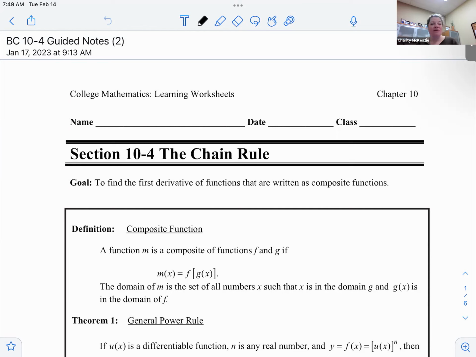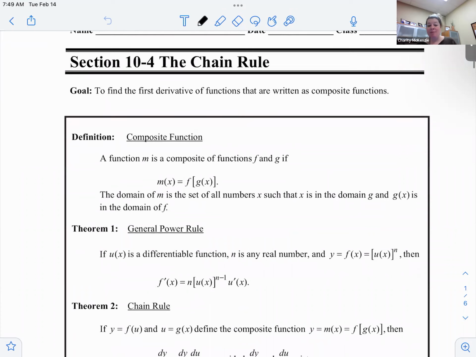This chain rule also works if you have something other than x under a square root. So you have more than one term, or an absolute value, or anything that has a grouping symbol. So that's what the chain rule is going to help us with. So let's look at the note section here.